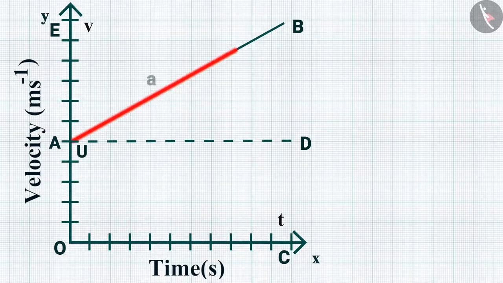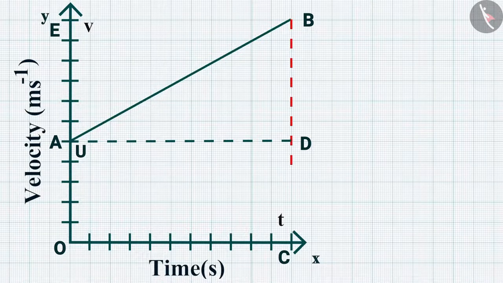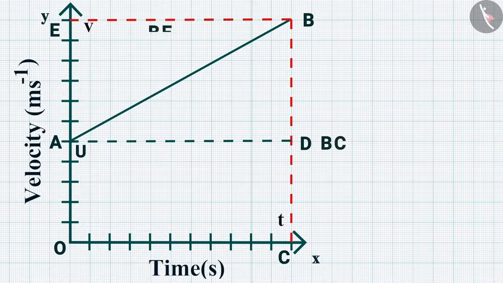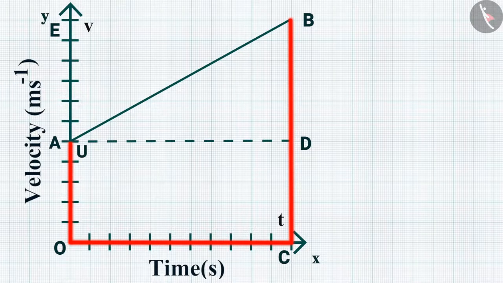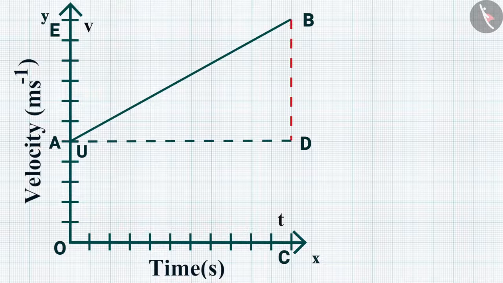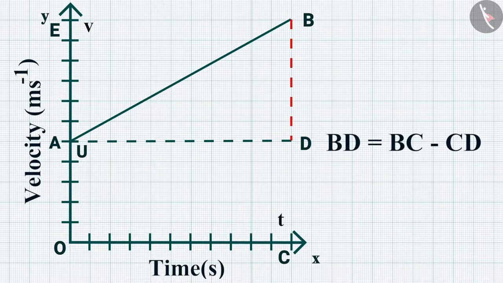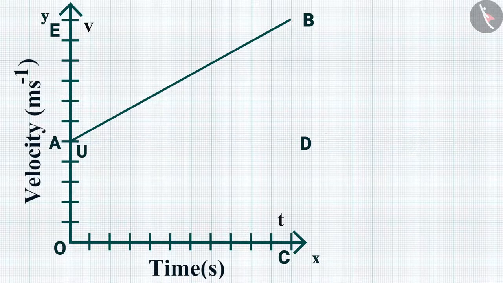Let the change in velocity at a uniform rate be a. Draw two perpendicular lines BC and BE from point B to x-axis and y-axis respectively. Now, OA is initial velocity, BC is final velocity, and OC is time interval t. The change in velocity is shown by the line BD, where BD = BC - CD. Now, let's draw a line AD parallel to OC.